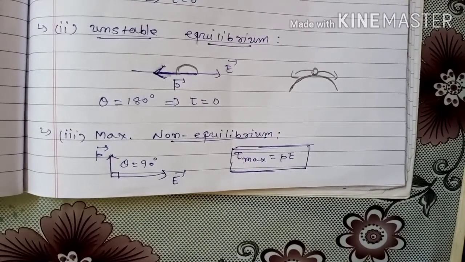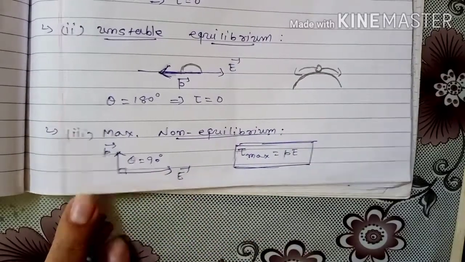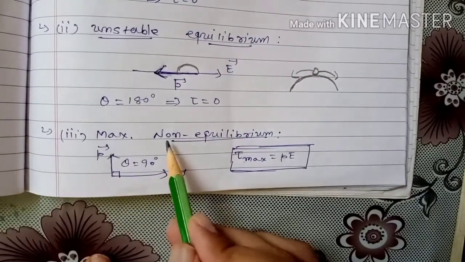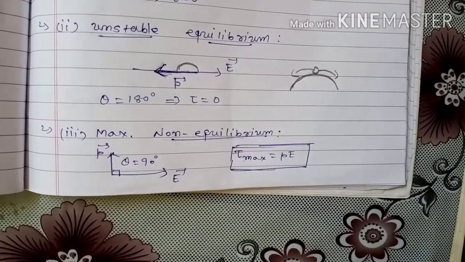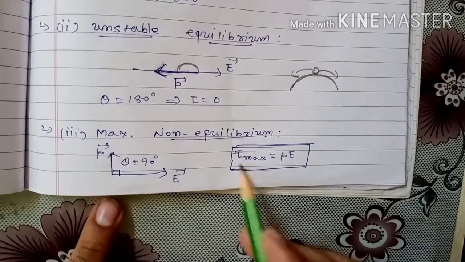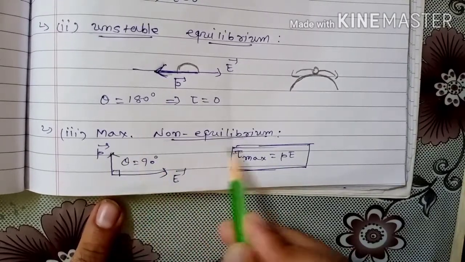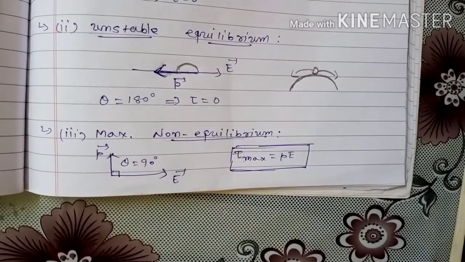Immediately, within a fraction of a second, it will rotate and try to align in the direction of the electric field. So we can say that this condition is called the non-equilibrium condition. Here the torque is not 0, the torque is maximum. Maximum torque is there, therefore this condition is called the maximum non-equilibrium condition.